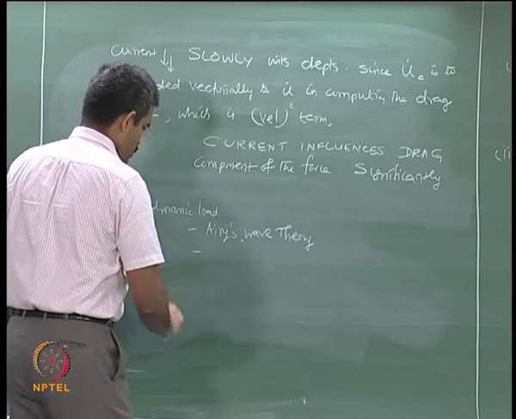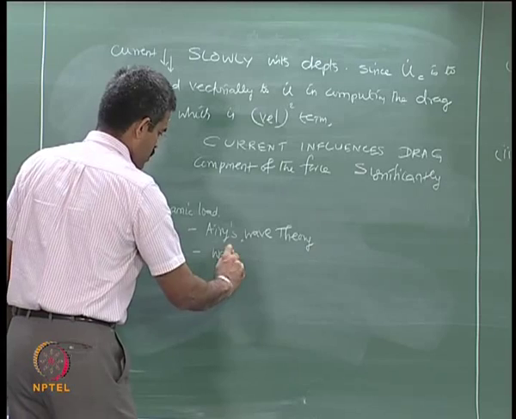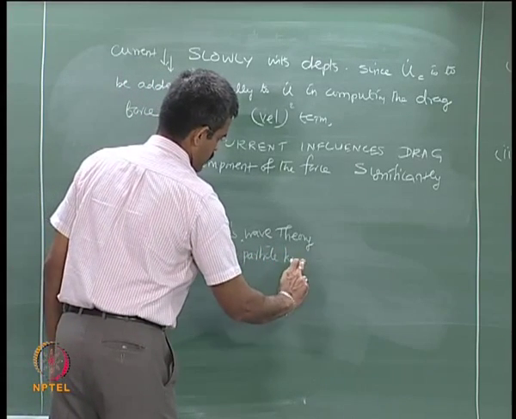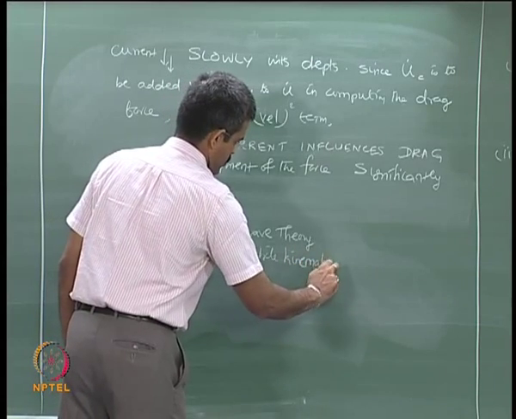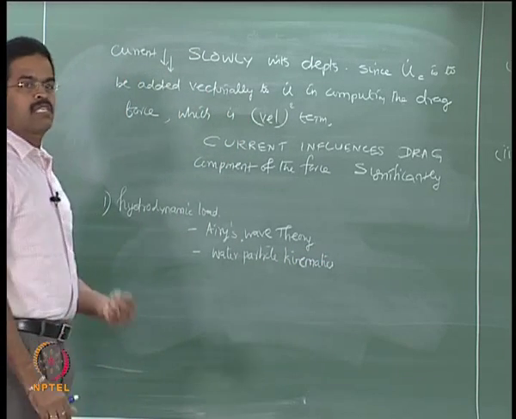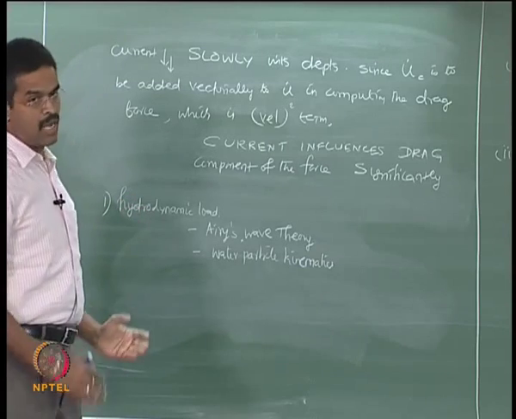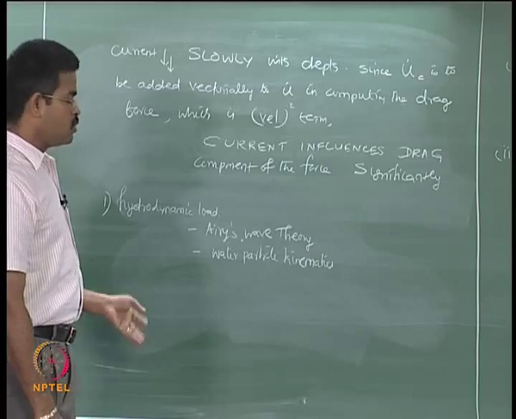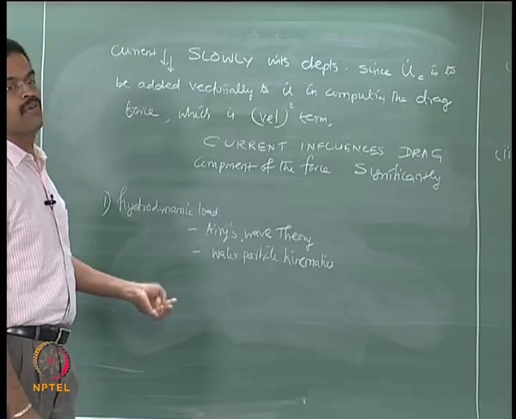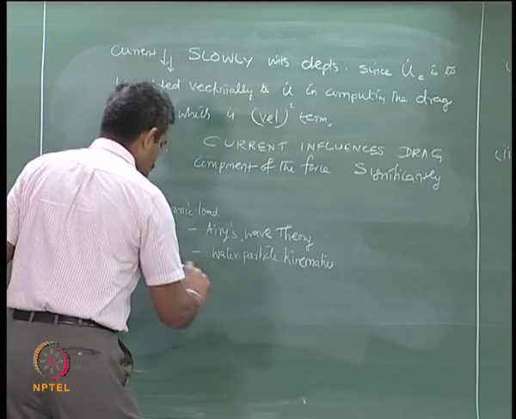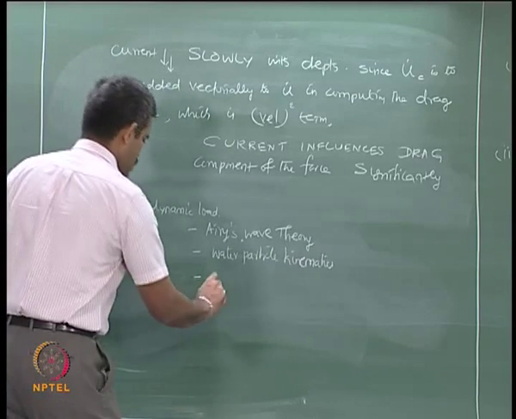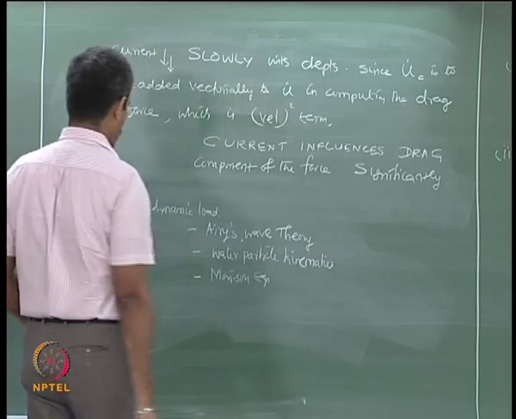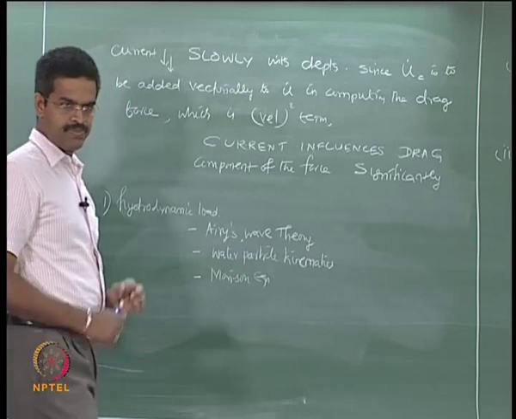So, based on this we compute water particle kinematics. If the structure is fixed, or large diameter, or slender or compliant, I use the appropriate equation to compute the wave forces. Let us say for a compliant structure the wave force is computed using the Morrison equation, and now we know how to compute the wave force.